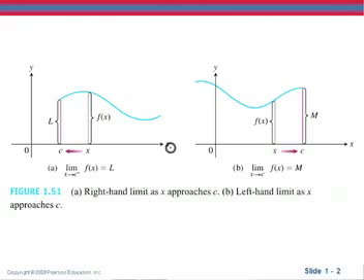So this is the limit as x approaches c from the right of f of x is equal to L. That means as we get closer and closer to c from the right, our y values will get closer and closer to L. Notice in the B part of the figure that there is a negative or a minus sign as a superscript. That's the limit as x approaches c from the left of f of x equals m. That means as we get closer and closer to c from the left, our y values are getting closer and closer to m.